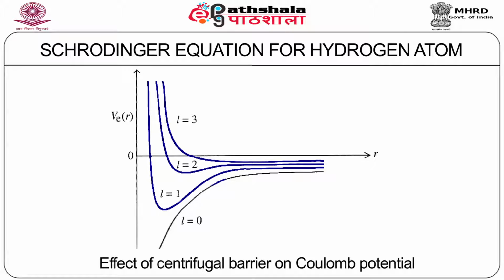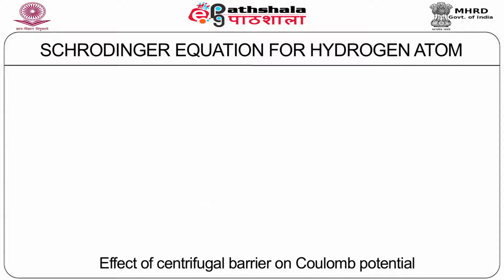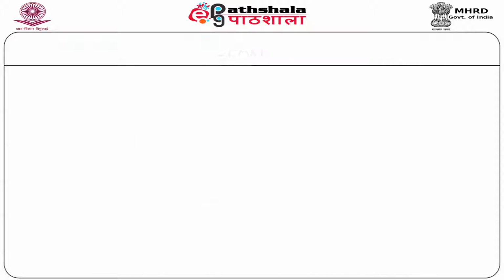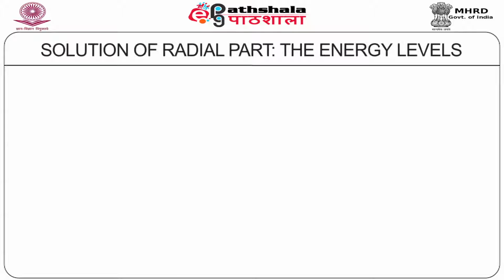So instead of going down, as in L equals 0, it reaches a minimum and then goes up, okay? Because the centrifugal barrier opposes the Coulomb potential. And therefore, this is the plot of the effective potential against r. This is the effect of the centrifugal barrier on the Coulomb potential. Now, the solution of the radial part, the energy levels.